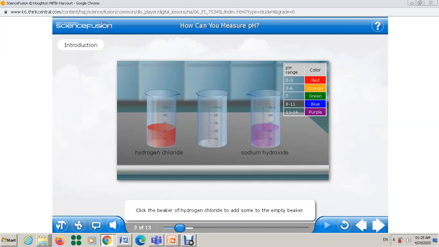So here I'll add in this experiment hydrogen chloride. Look. Click the beaker of sodium hydroxide to mix the substances. So when you add sodium hydroxide, look at the color of the universal indicator, how it will change. So here, look at it.